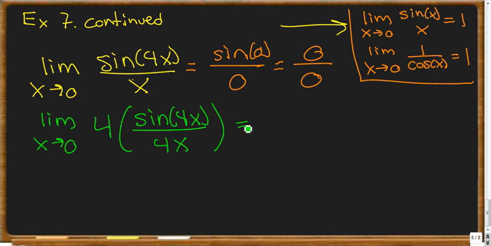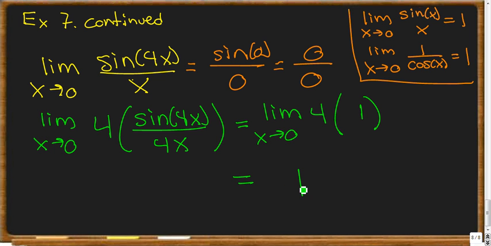So what I'm going to do now is continue. The limit as x approaches 0 is going to be 4 times the limit of this. Well, I told you before, this is the same thing as this up here, so I know that this is just 1. And so the limit of 4 times 1 is always just going to be 4. So this is our answer.